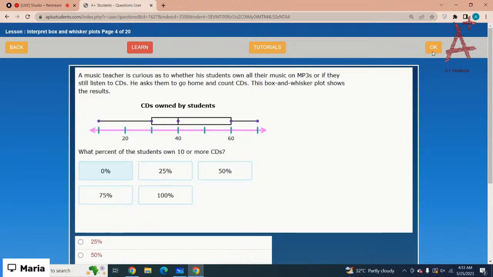Okay, the next one is a music teacher is curious as to whether his students own all their music in MP3 or if they still listen to CDs. He asks them to go home and count CDs. The box and whisker plot shows the result. What percent of the students own 10 or more CDs? So all the values are greater than 10. That means 100%. Got it?